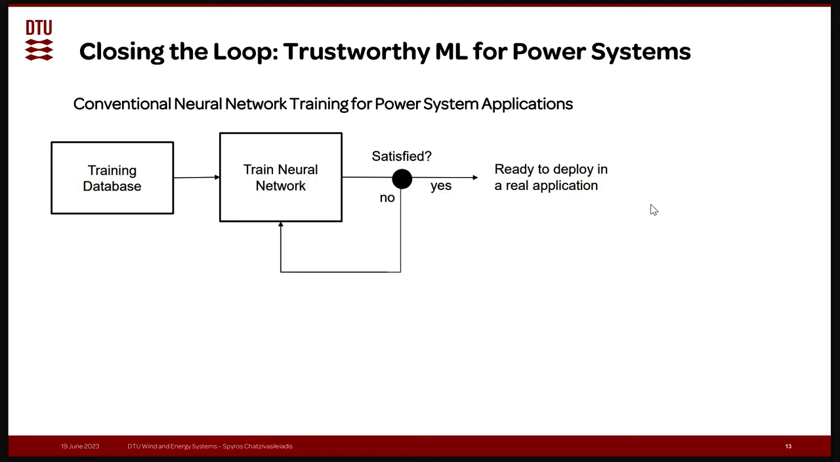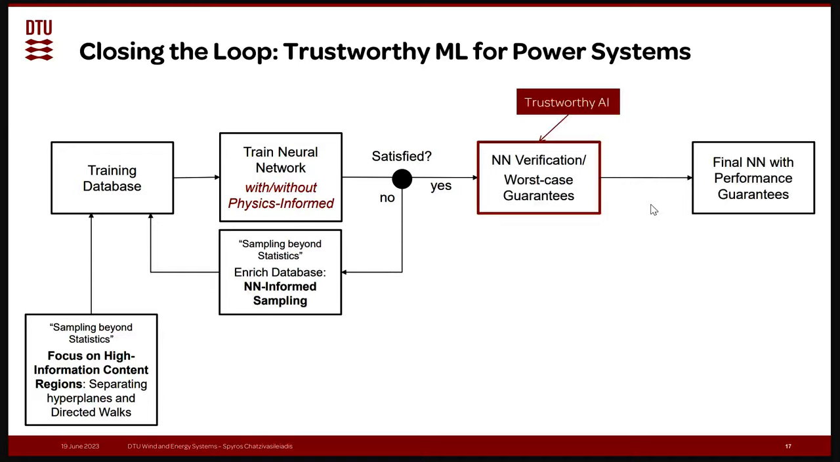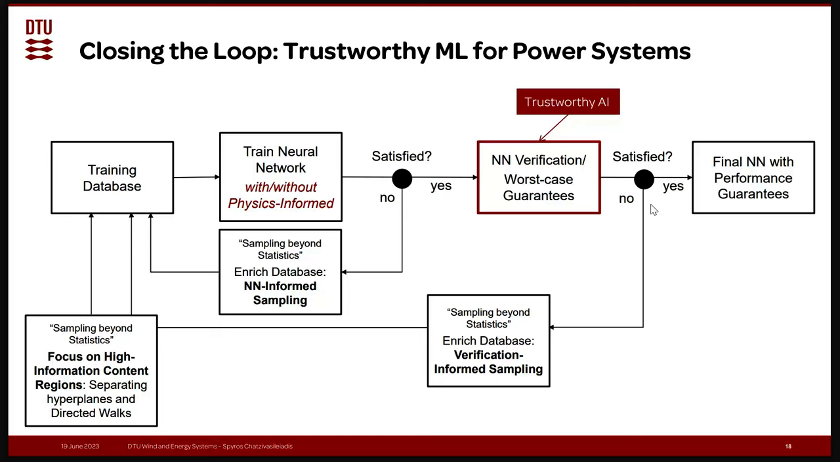So this slide is the whole procedure. If you see, we have a training database, we train a neural network, and that's where we end. If we want to improve the performance, there are different ways to do that. The first is we get better data, because everything is based on data. So use the knowledge that we have about, let's say, the physical models or the physical instances in order to get better data.